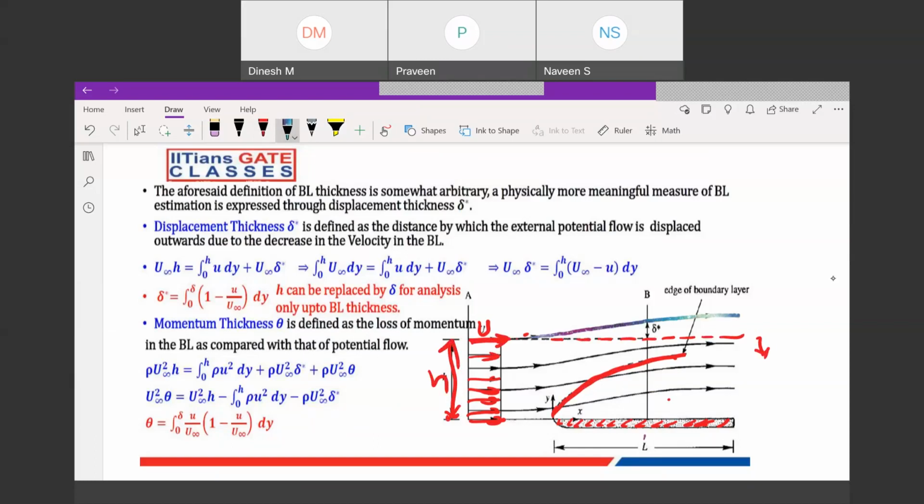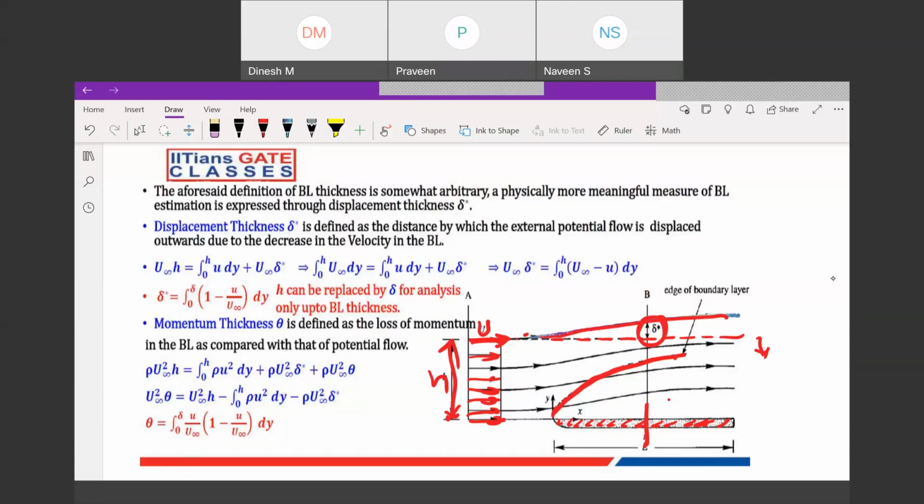So how much at any location? Let's say at this location, this is the boundary layer thickness. This is not the boundary layer thickness. This much height is how much it has shifted. So I can say it has displaced this layer by this amount at this particular location. So this is your displacement thickness.